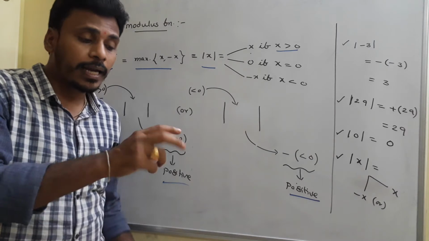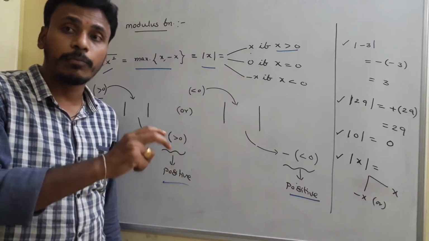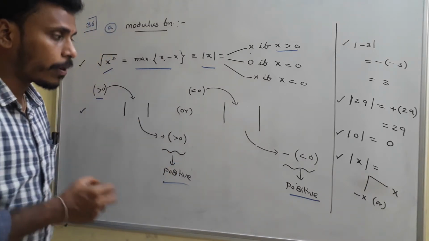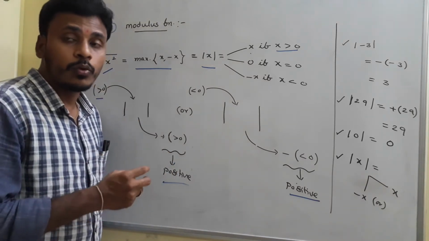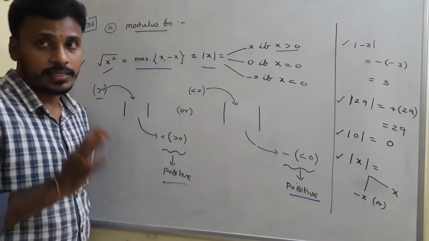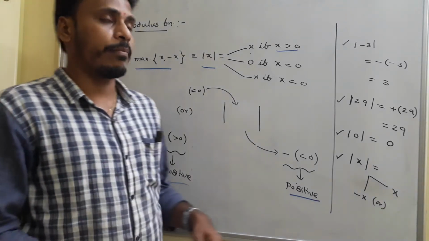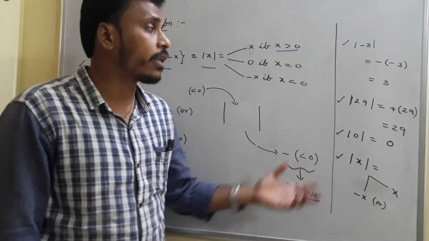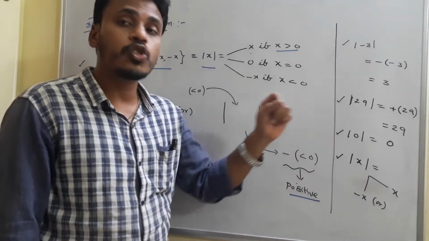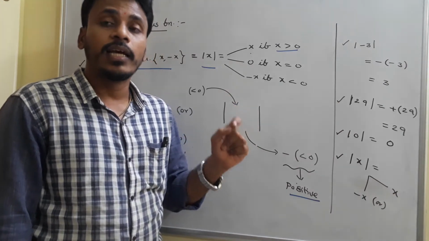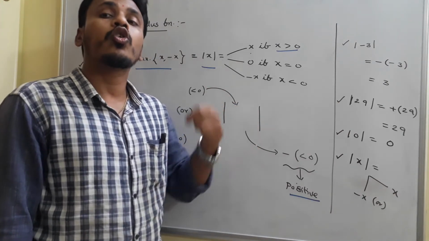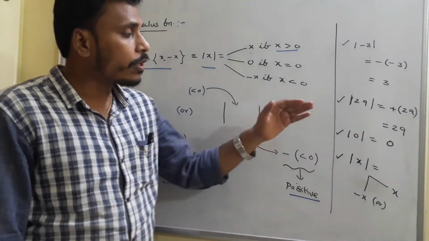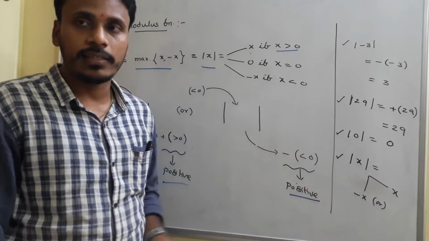But what is the mechanism, what is the work happening in the modulus function? If your input is positive, it multiplies with plus sign. If your input is negative, it multiplies with a minus sign. So I mention here some examples. If your input is minus 3, negative, multiply with a negative sign, answer is 3. If your input is 29, think about 29. That 29 is positive, so you multiply with plus sign, output is 29. If your input is 0, the result is directly 0.